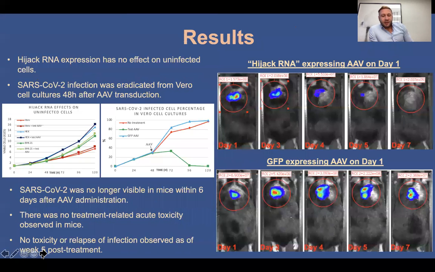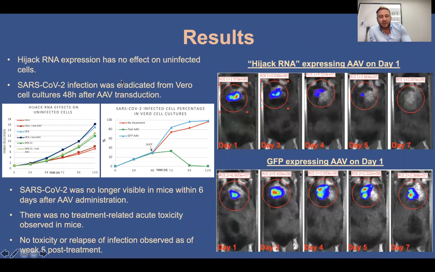In our in vitro studies, we have demonstrated that Hijack RNA expression has no effect on uninfected cells, and it kills all the infected cells in vitro within 48 hours. If you look at the graph on the left, you can see the growth curve of untreated and test AAV-treated uninfected cells, and they're essentially the same. So we have no effect on uninfected cells with our vector.